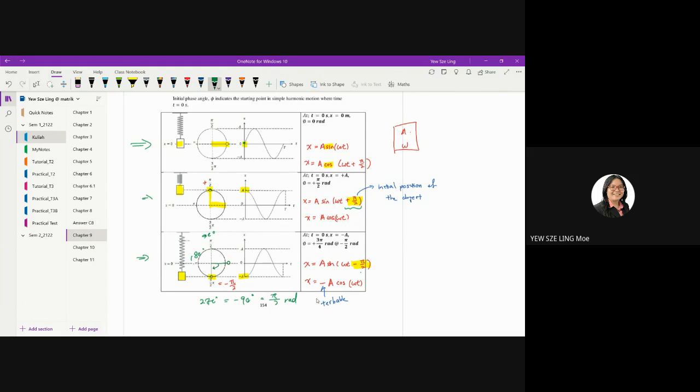So is that clear? Yeah, clear. When I see the graph, it's clear. Okay. All right, good.